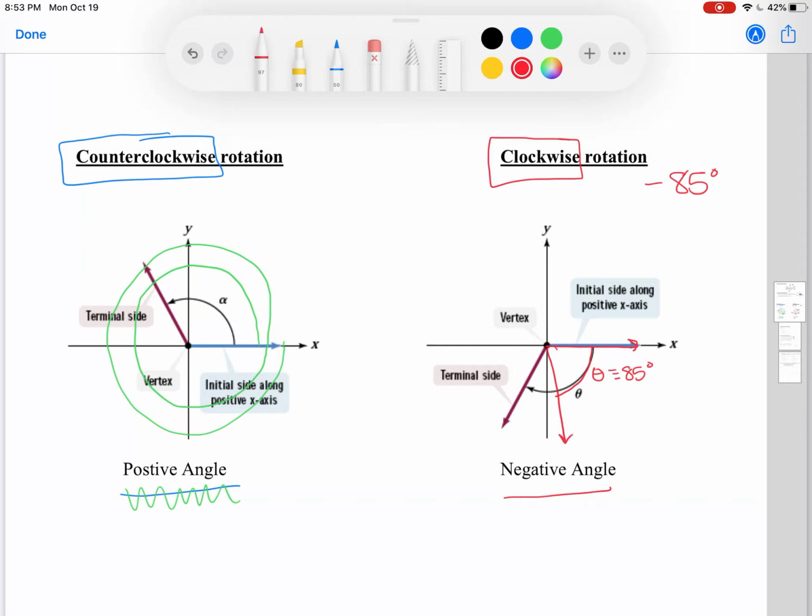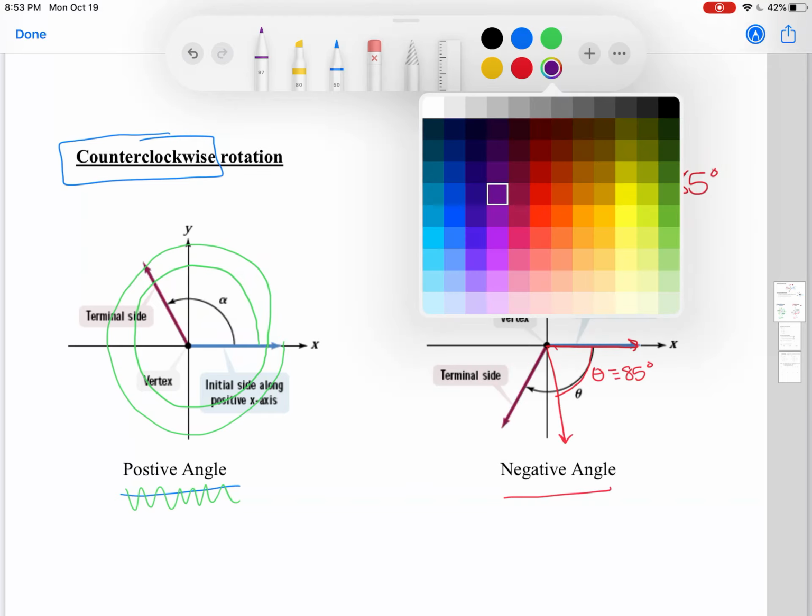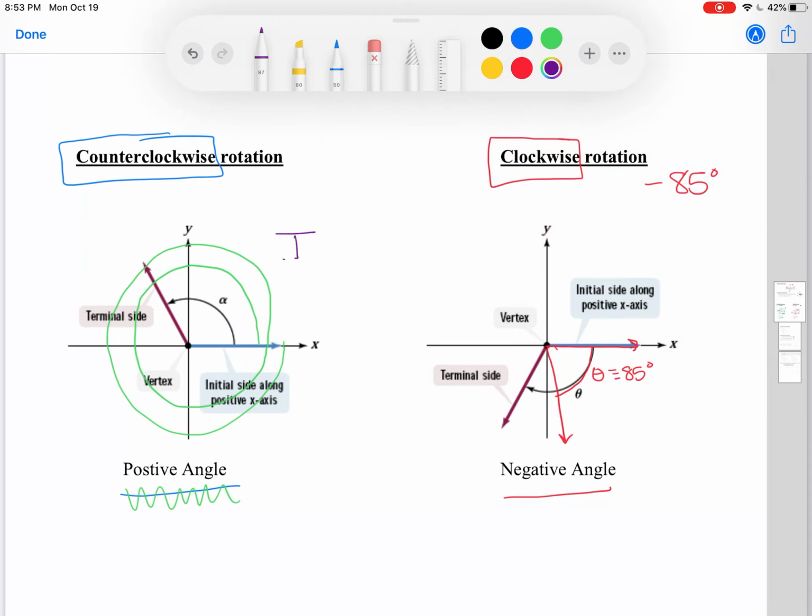When I give you a positive angle, you're going to go counterclockwise, just like a normal circle. You're going to go around the circle. And then if I gave you a negative angle, you're going to go clockwise. You got to work backwards. All right. And just some refreshers here.